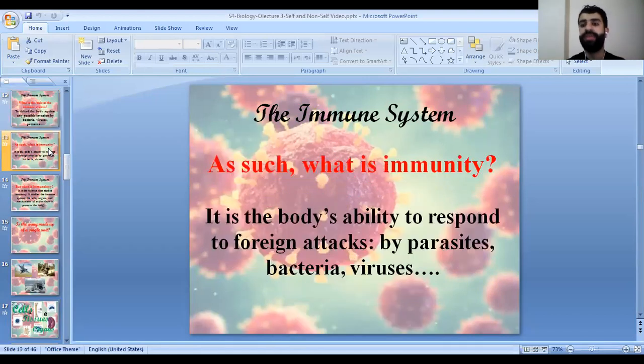What is immunity? Immunity هي المناعة. It's the body's ability to respond to any foreign attack. The meaning of foreign is outside the body, outside the country. So any attack from outside the body, from bacteria in the air or something else that is foreign to our body, immunity is the ability to attack it.